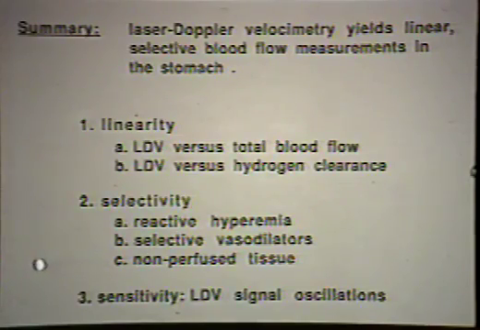And then lastly, the sensitivity or the temporal resolution of the technique allows you to examine very rapid phenomena such as the reactive hyperemic response, but it can also resolve such things as those signal oscillations, which would be nice to still know a little bit more about.